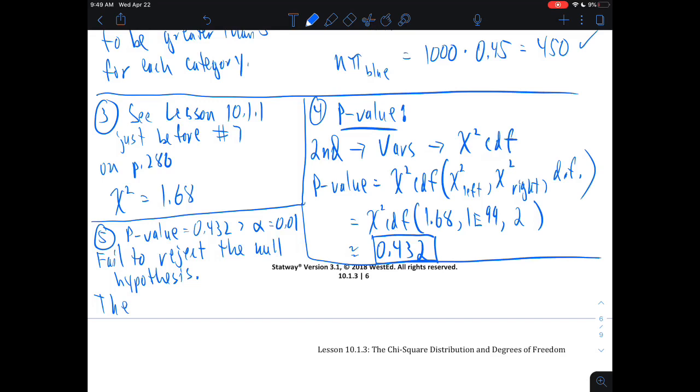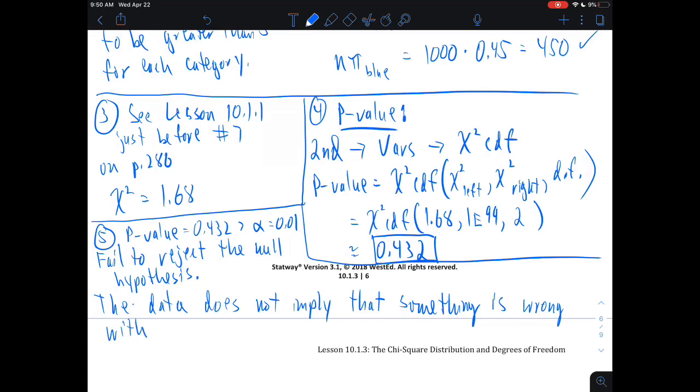So, summarizing all of that, the data does not imply that something is wrong with the production process. You might need to go back and read over what we saw in 10.1.1 to be reminded that that was the context for looking at these cereal samples.